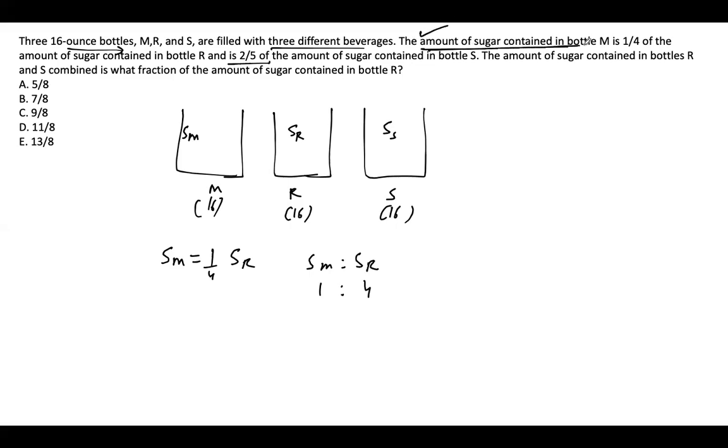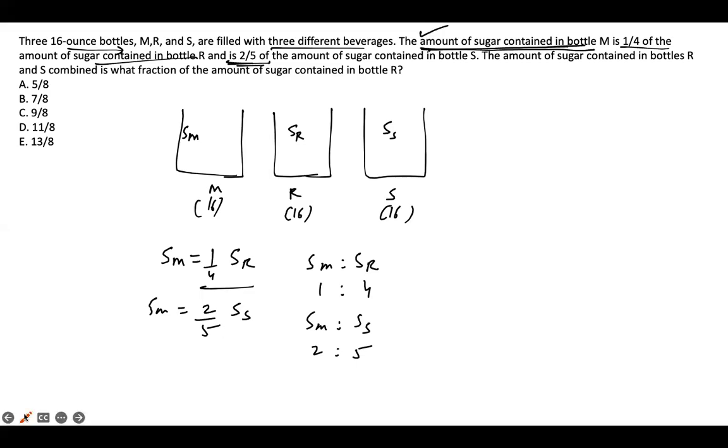Read the whole question. The amount of sugar contained in bottle M is 1/4 of the sugar contained in bottle R and 2/5 of the amount of sugar contained in bottle S. So SM is to SS would be 2 is to 5.